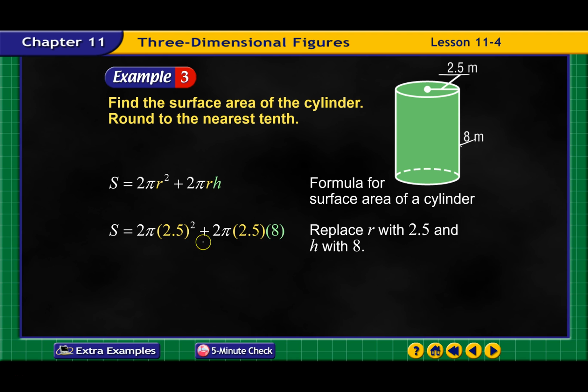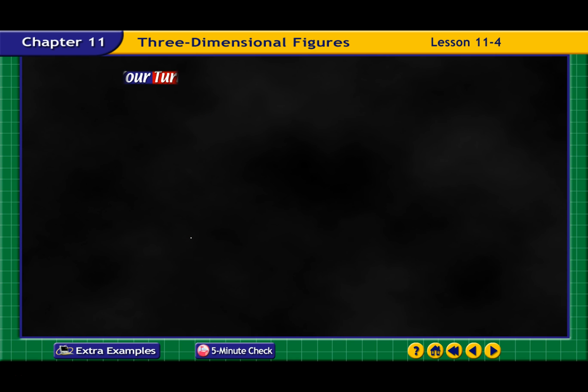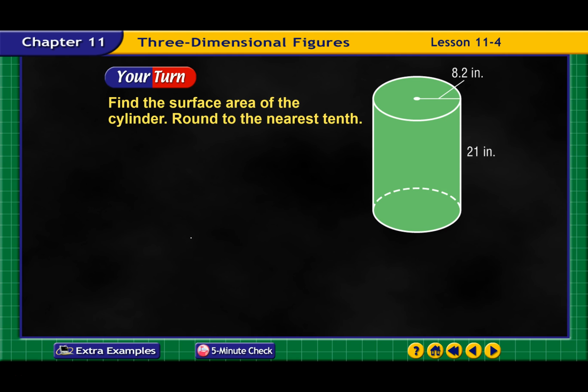Make sure when you punch it into your calculator, if you don't have a graphing calculator, that you do the squared first. It comes out to 169.9, so 169.9 square meters. All right, pause it, give it a shot. Okay, so it is a cylinder and it is rounded to the nearest tenth. So I'm going to put those into my formulas. So it's 2 pi r squared plus 2 pi r h.